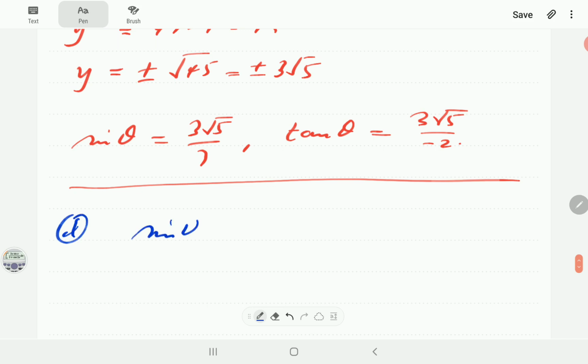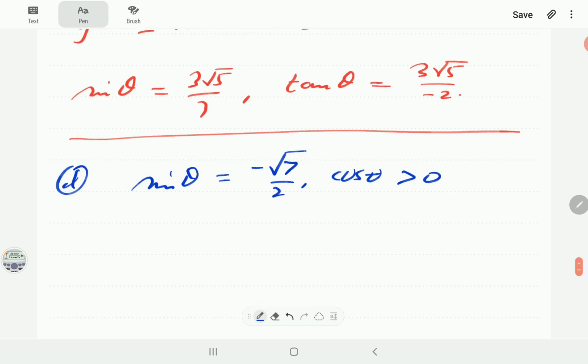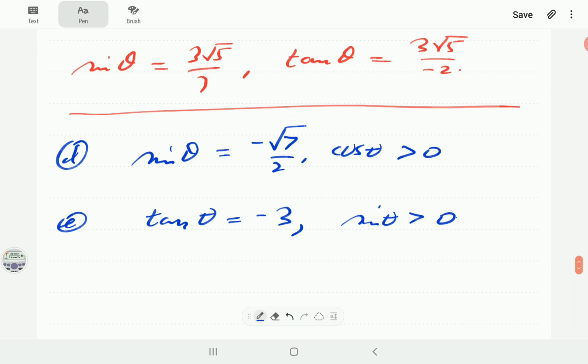sine theta is -√7 over 2, while cosine theta is positive. So we're going to find cosine theta and tangent theta. And then in this case, tangent theta is -3, sine theta is positive. So just work on those two. And then when you continue the video, you can compare with our answers.